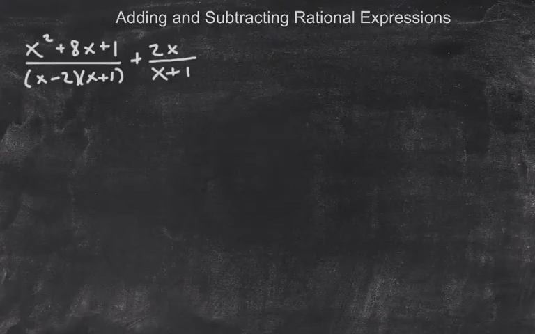All right, I've got (x squared plus 8x plus 1) over (x minus 2)(x plus 1) plus 2x over x plus 1. So I'm looking at those denominators. They're not the same, but I am noticing that I've got part of a common denominator.